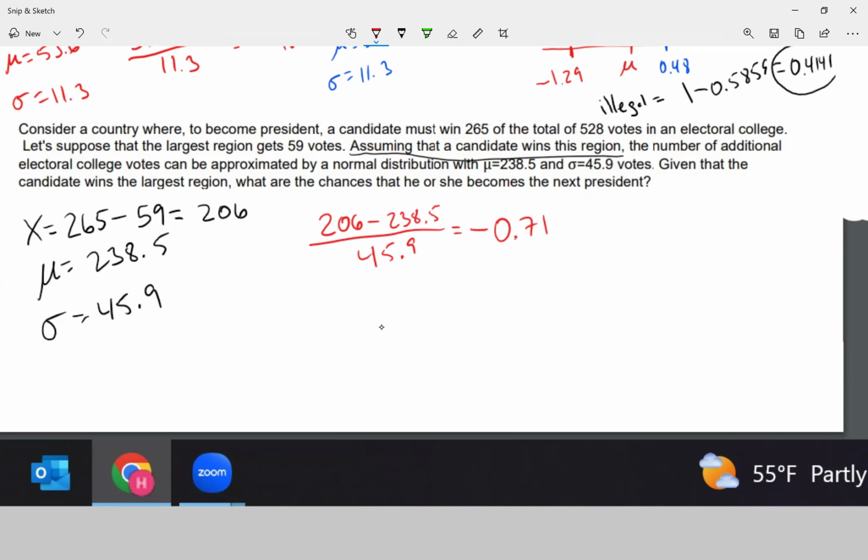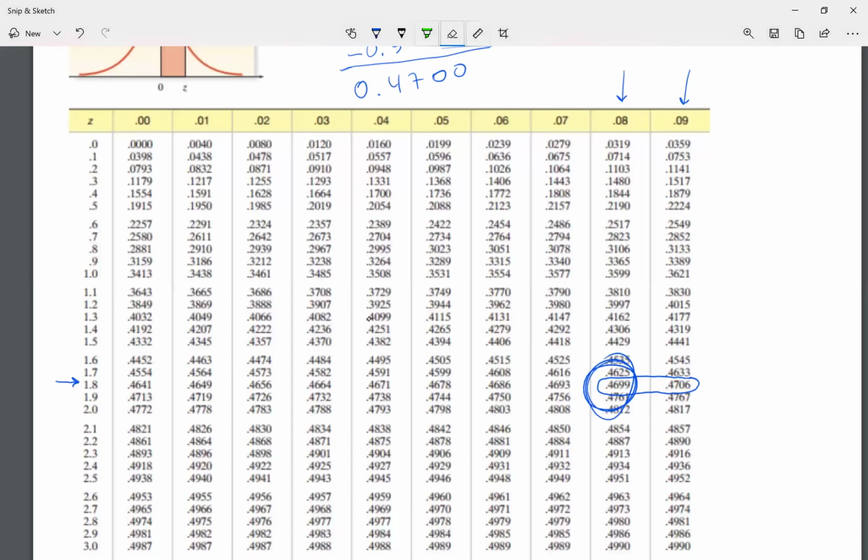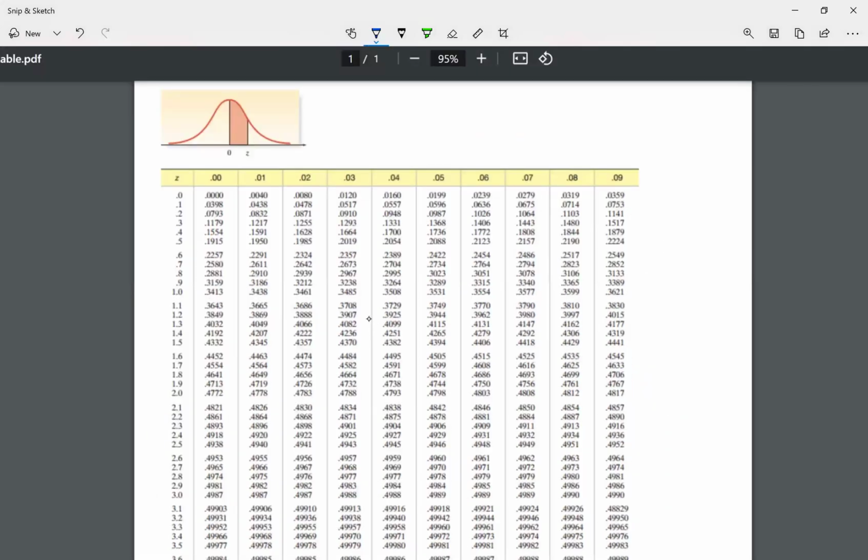Okay, let's take a look. So it's negative 0.71. I need to look at my chart. Let me clear this all out. Okay, my z-score that I'm looking for is negative 0.71. Remember, when I look at here, I don't look at the sign. I'm just looking at the number 0.71. So here's 0.7, here's the 0.01. So it is 0.2611. Okay. 0.2611. What does this tell me?